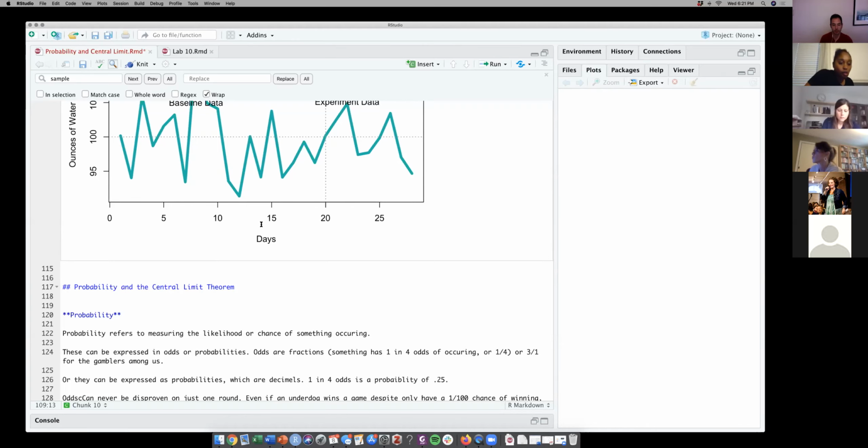And so we're going to do a really brief recap on just the vocab we need from probability and how probability is used. And then we're going to talk about this idea of the central limit theorem.